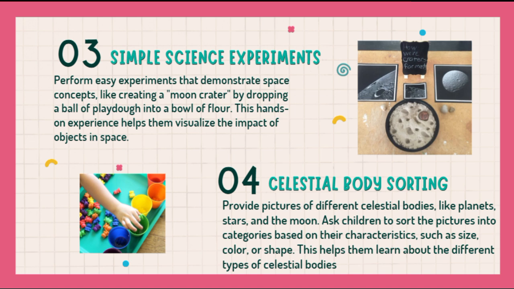Fourth, celestial body sorting. Provide pictures of different celestial bodies like planets, stars, and the moon. Ask children to sort the pictures into categories based on their characteristics such as size, color, and shape. This helps them learn about the different types of celestial bodies.